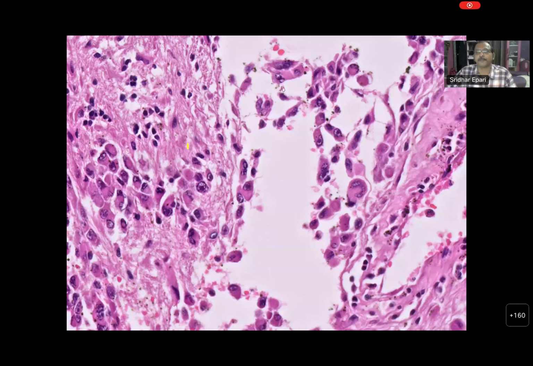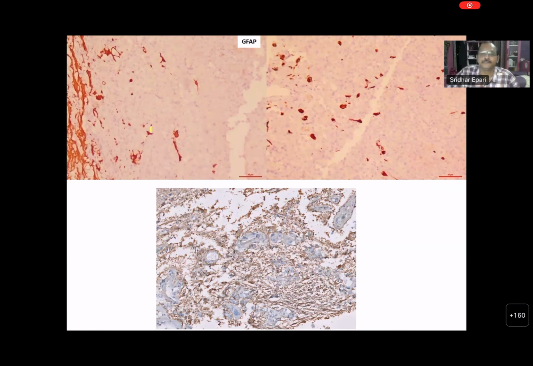This is GFAP. How will you interpret GFAP, Abhirami? The GFAP is positive in a few scattered cells, and in some areas it is showing positive, but predominantly the areas are negative. So what will you call? Glial or not glial? Still can be glial, sir. Yeah, still can be glial, but because of an epithelioid morphology, it has lost the GFAP expression. Variable, intraparenchymal.